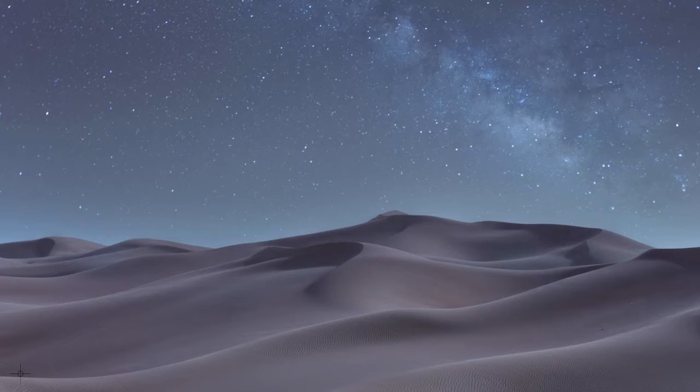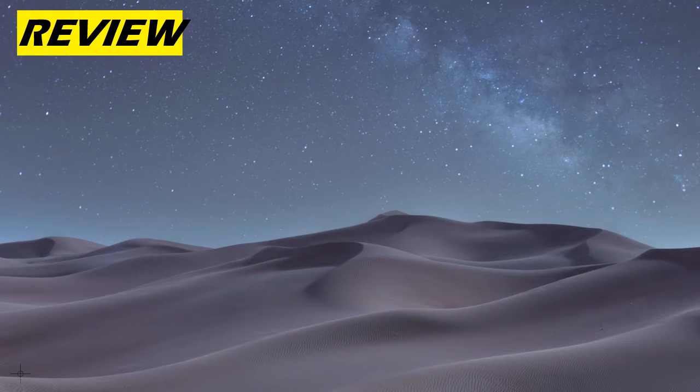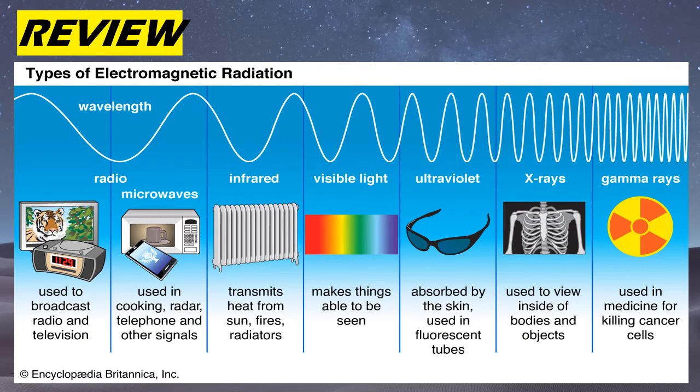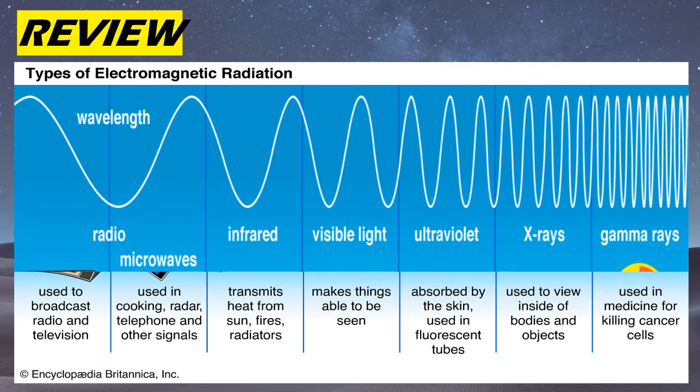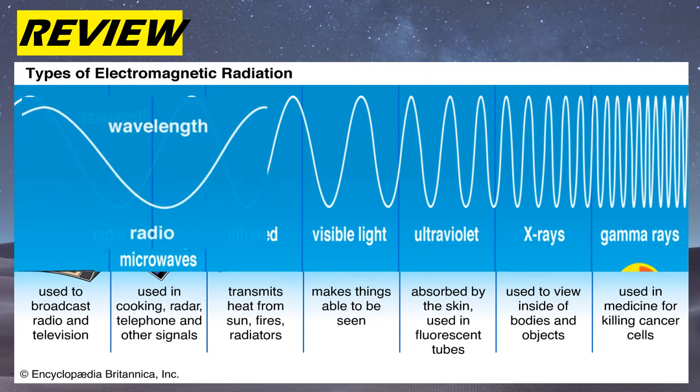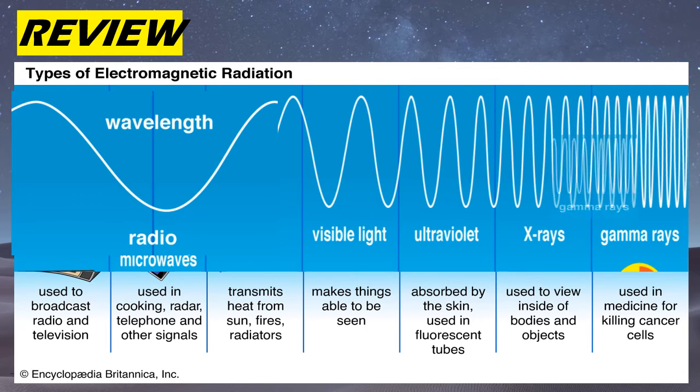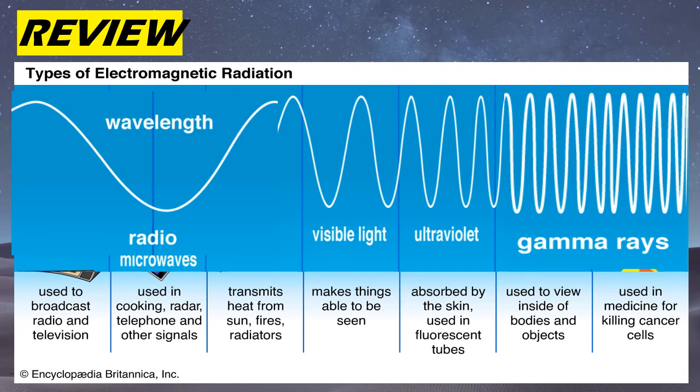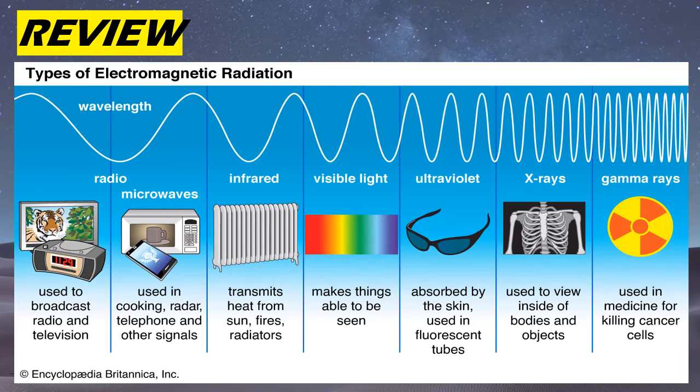Before we proceed to our lesson proper, let us first review the electromagnetic spectrum. The electromagnetic spectrum contains all the electromagnetic waves that are arranged according to wavelength and frequencies. The first wave is the radio wave, while the last one is gamma rays. They are arranged according to increasing frequency and decreasing wavelength.